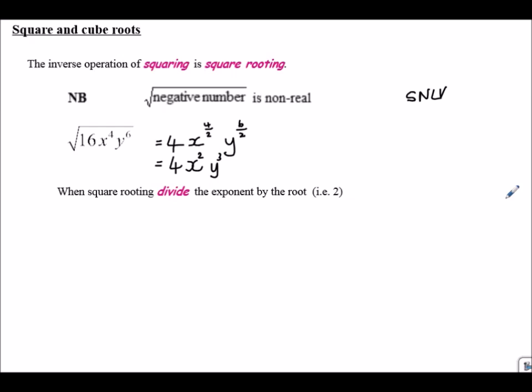Now if you remember, when we did the ladder method, for example, if you had x to the power of 4, it was x times x times x times x. So if you had your ladder with 4 x's down the side, what you did, remember if we were square rooting, we grouped these into groups of 2. So that is why you divide the exponent by 2.